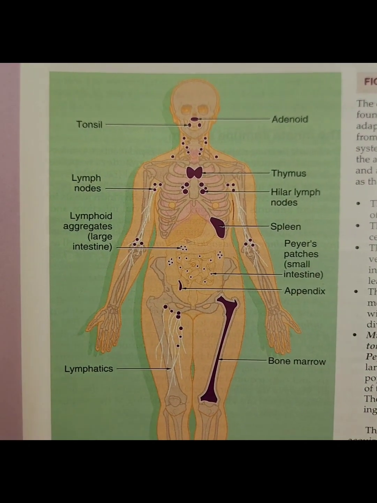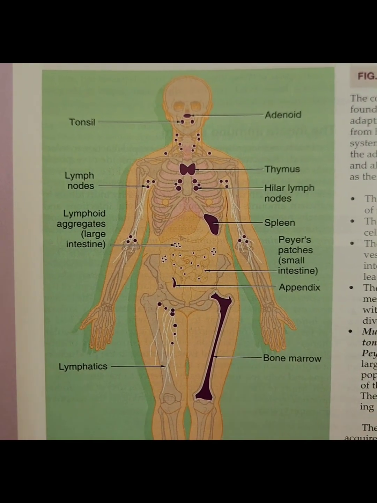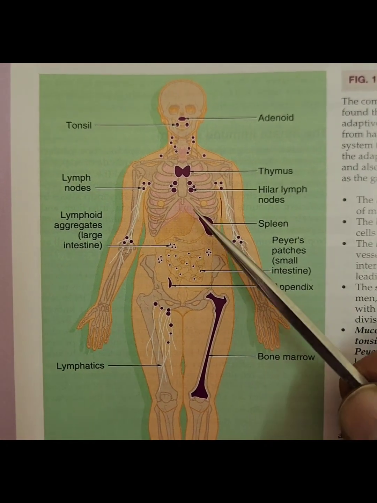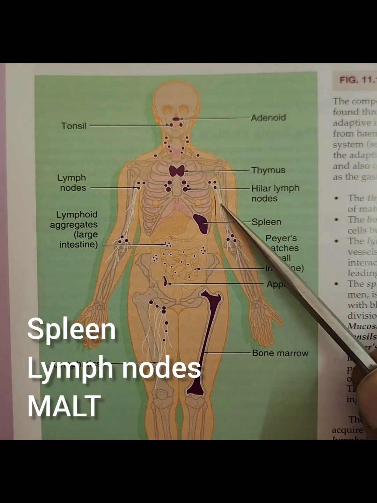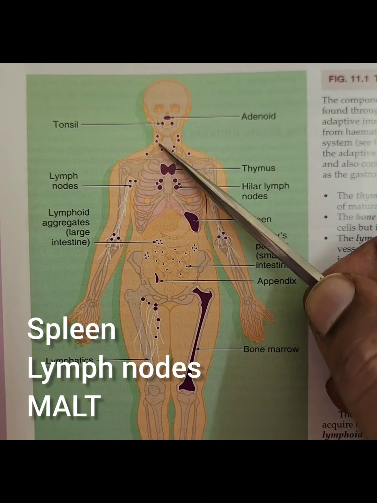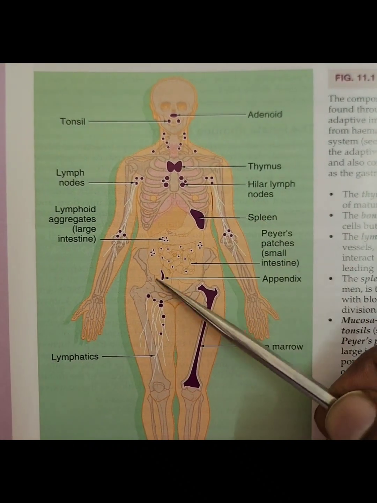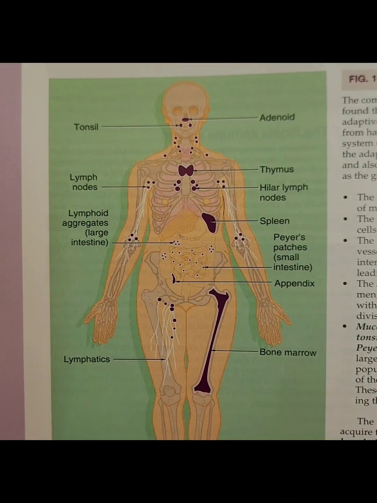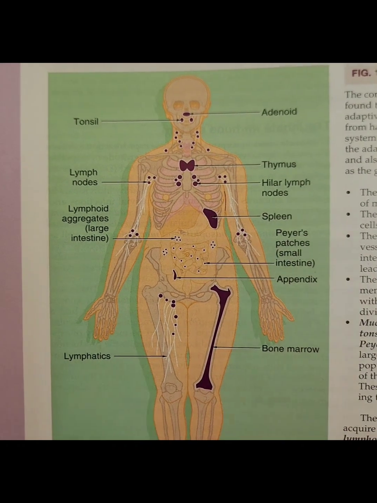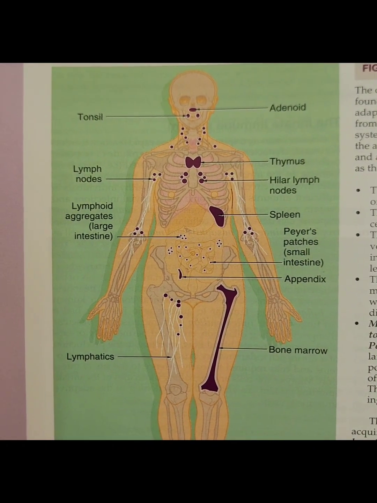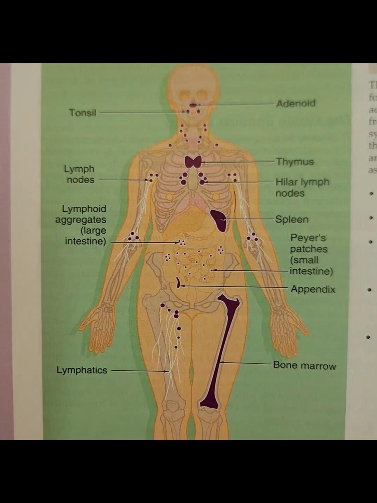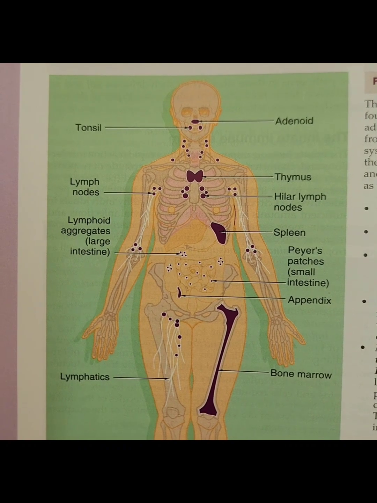Both T cells and B cells are richly populated in secondary lymphoid organs. They are the spleen, lymph nodes, and mucosa-associated lymphoid tissue: tonsils, appendix, and Peyer's patches. Spleen filters the blood. It tackles the antigens and foreign particles present in the blood. Lymph nodes filter the lymph.